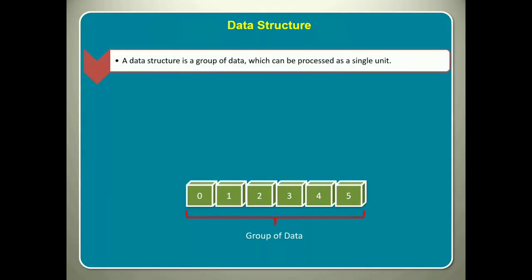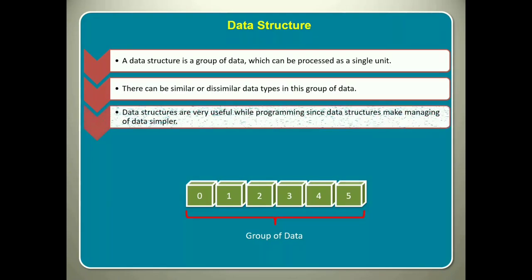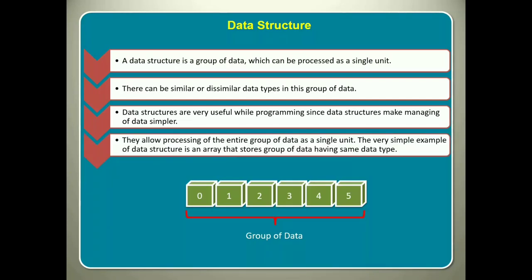Let us begin the session by understanding what is a data structure. A data structure is a group of data which can be processed as a single unit. You can have similar or dissimilar data types in this group of data. Data structures are very useful while programming, since data structures make managing of data simpler. They allow processing of the entire group of data as a single unit. A very simple example of a data structure is an array that stores a group of data having the same data type.